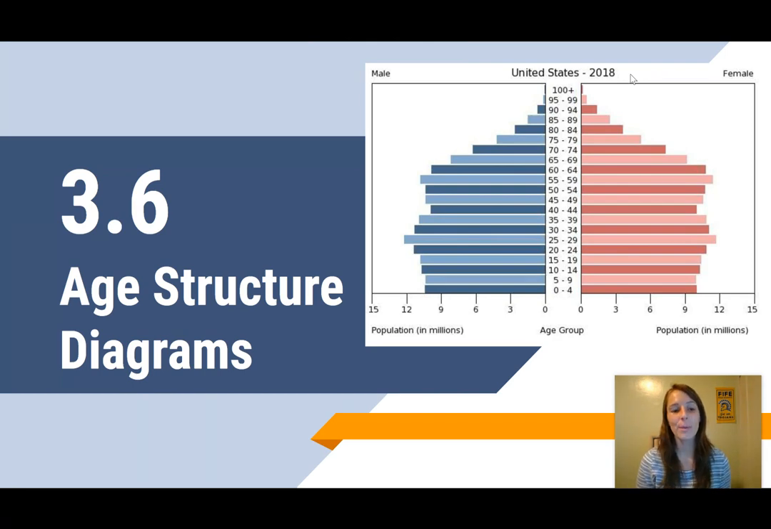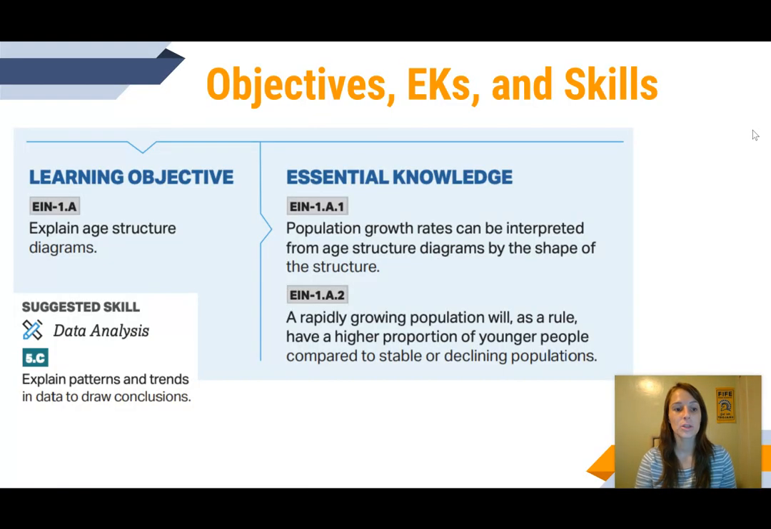Today we're going to be learning about section 3.6, which is on age structure diagrams. The learning objective for today is that you're able to explain and read age structure diagrams. We're going to be learning about population growth rates, how you can use these diagrams to learn about different countries' growth rates, and how we look at the different age ranges of its population to talk about predictions for what's going on with the growth of this country.